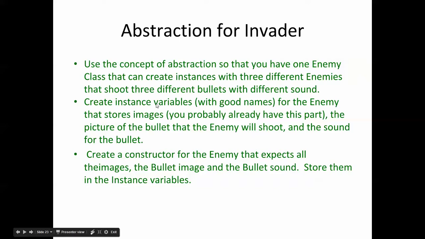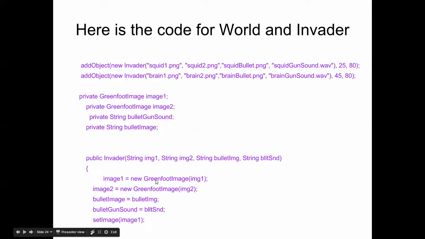So I want you to create instance variables with good names for the enemy that stores images. You probably already have this part done. The picture of the bullet that the enemy will eventually shoot, and the sound for the bullet. Create a constructor for the enemy that expects all these images, expects the bullet images and the bullet sound, and store them in instance variables. Okay.